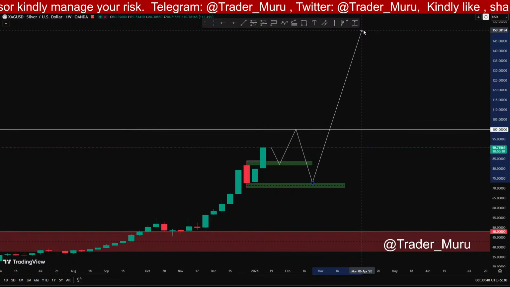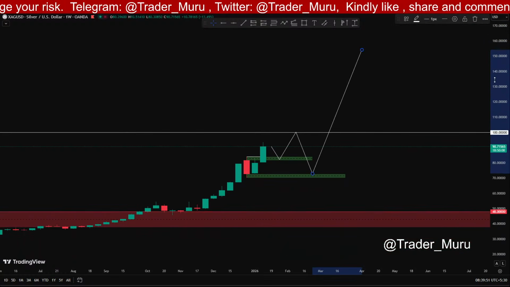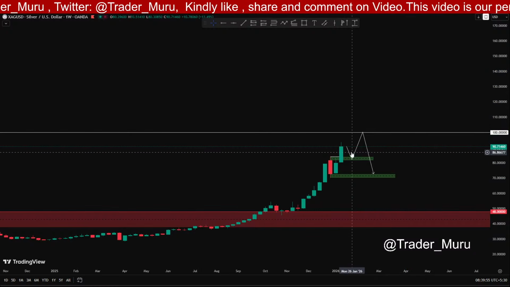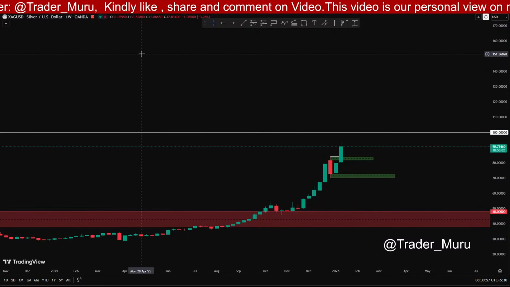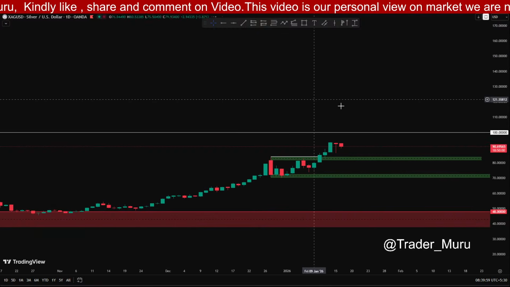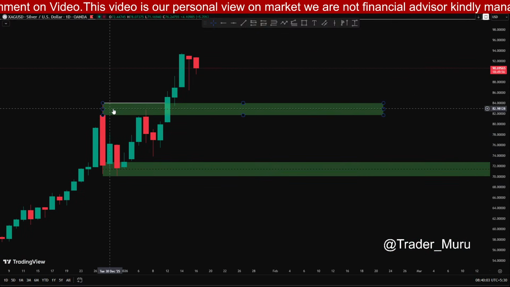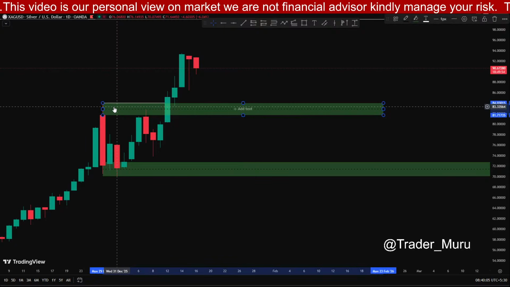Okay, so this is what I expect in silver. This is a bigger time frame view. Now let's see a smaller time frame view for a good entry. Now let's see daily time frame. In the daily time frame, we have the same area here, the same as gold.